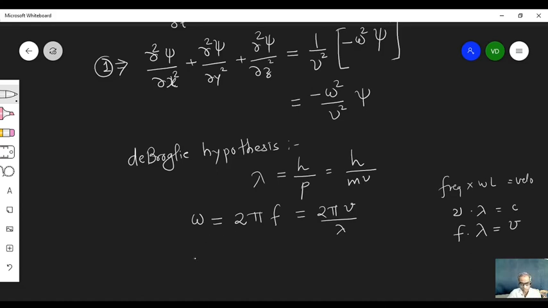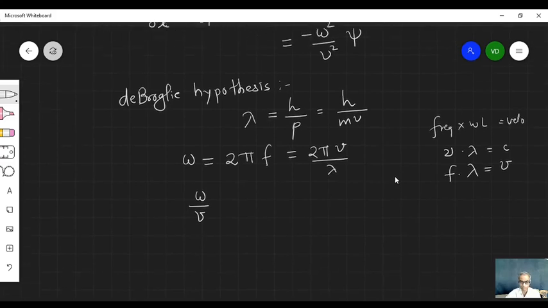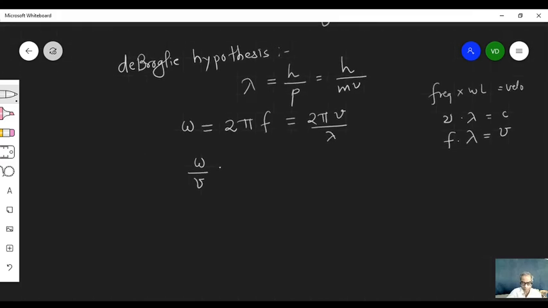and therefore we can take this v on the left hand side, so we get omega by v, because we want to find out the value of omega square by v square. So omega by v equals 2 pi by lambda. Now we know the value of lambda from the de Broglie hypothesis, and that is h upon mv or h upon p. So we can write, instead of lambda, 2 pi by h upon p.